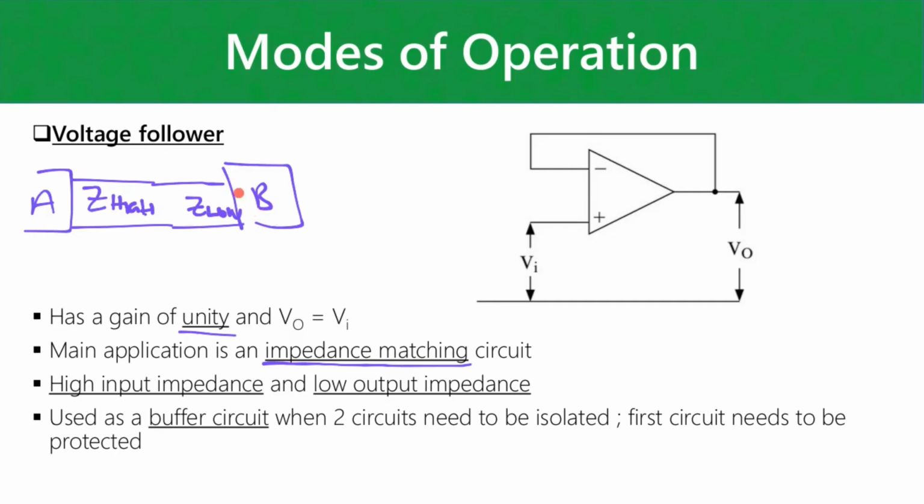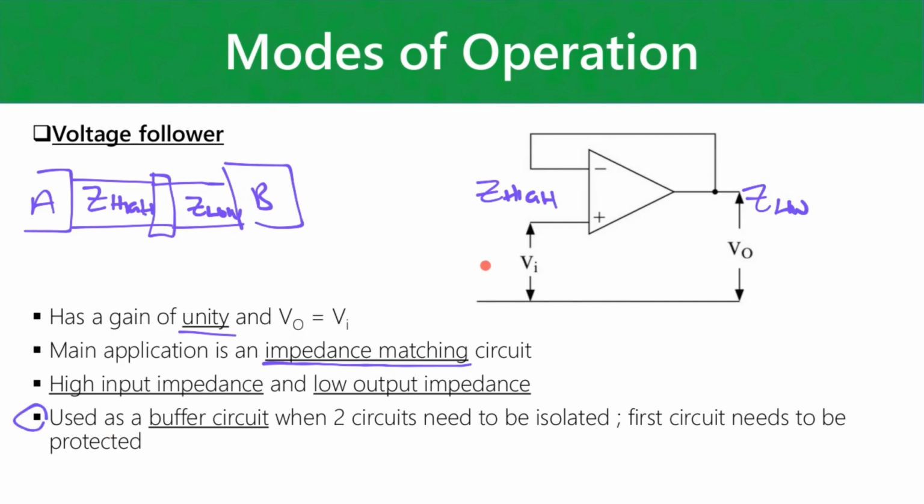Meaning amplifier B is going to cause excessive load on amplifier A. Basically where the voltage follower comes in is in between here, because the voltage follower itself has a very high input impedance, which means it will be matched to amplifier A, and its output impedance is low, which means it will be matched to amplifier B. So that's what's meant by impedance matching.